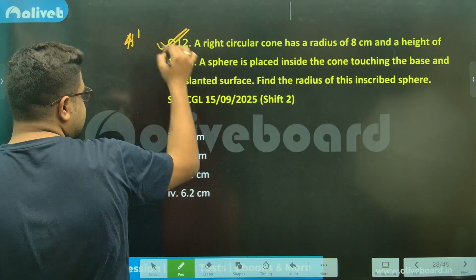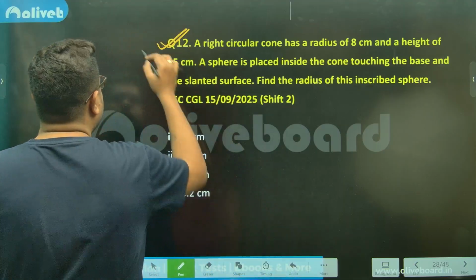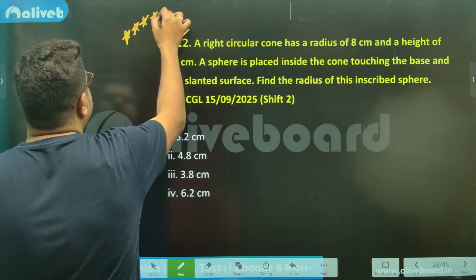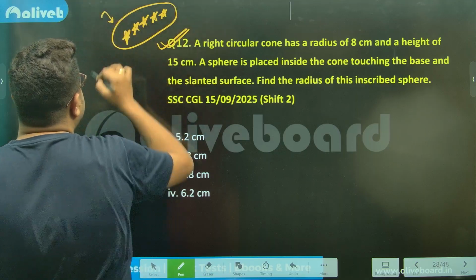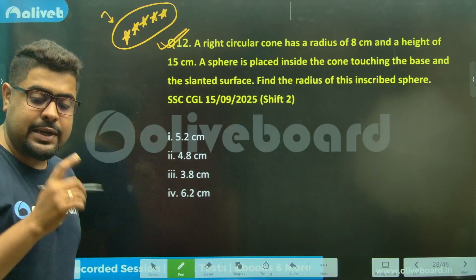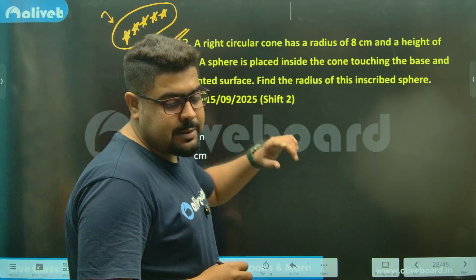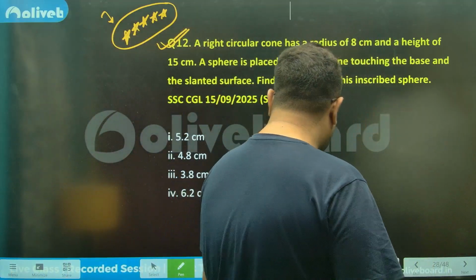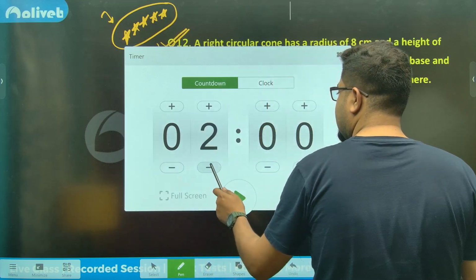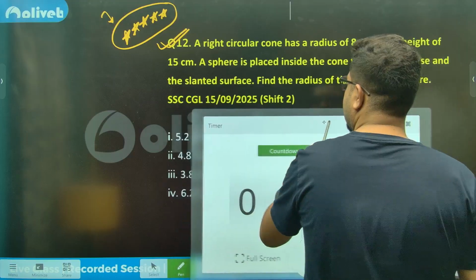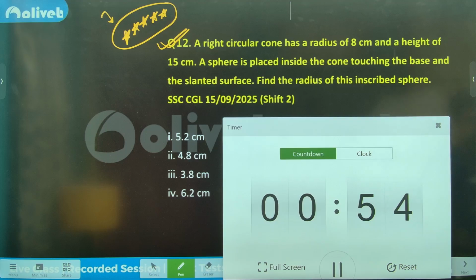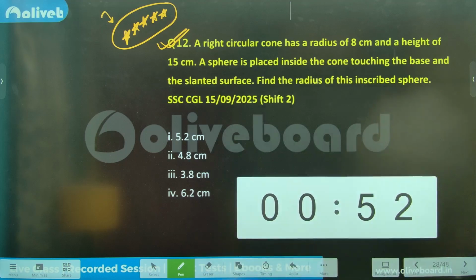A sphere inside a cone. Sir, if you don't know this, it will be very difficult for you to solve. This has been repeated multiple times, but mostly in tier 2. This was the first time I've seen this question in tier 1 of SSC CGL. So I'll give you a minute's time to solve this, or to think about this at least. Everybody, please take your time. This is a brilliant question, sir. I cannot explain how good this one is.